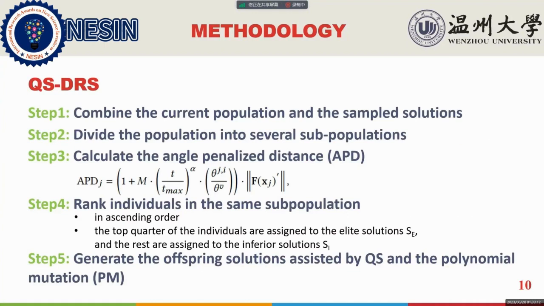Therefore, first, we need to combine the current population and sampled solutions, then divide the population into several subpopulations, which is the preparation for calculating APD later. After calculating the APD of each individual, the individuals in each subpopulation are arranged in ascending order. Here, the top quarter of the individuals are assigned to the elite solution set SE, and the rest are assigned to the inferior solution set SI. Finally, our quick search mechanism is used to generate offspring and perform polynomial mutation on these solutions. In this way, we have successfully guided the population towards a favorable direction through a specific search strategy, obtaining high quality offspring and accelerating the convergence of the population.